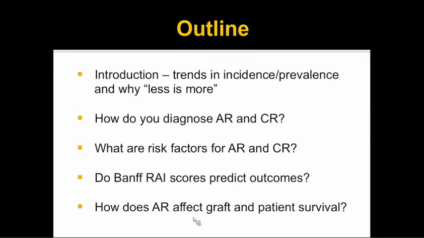And then what I'll spend most of my talk on are 3 questions of interest that I'd like to review the literature for you. And those are, what are the risk factors for acute and chronic rejection? Are Banff scores from liver biopsy predictive of outcomes? And also, how does an episode of acute rejection affect graft and patient survival? Again, with the idea of spending time on the evidence for that because it will tailor how strongly and for how long each of us should react to an episode of rejection when it occurs.